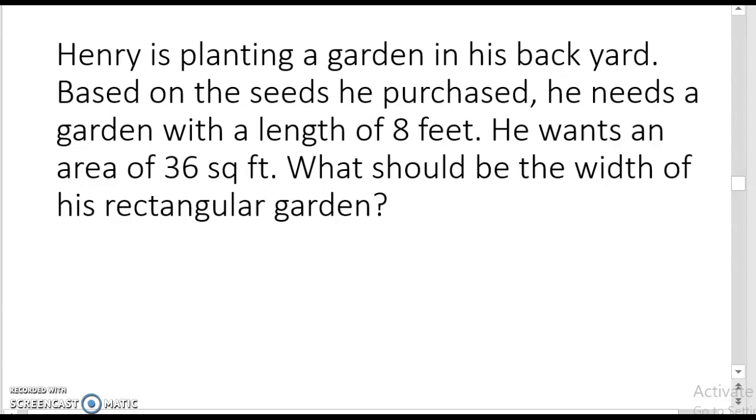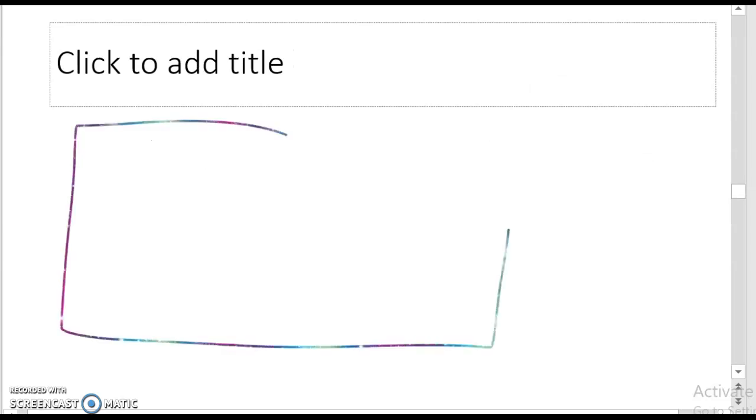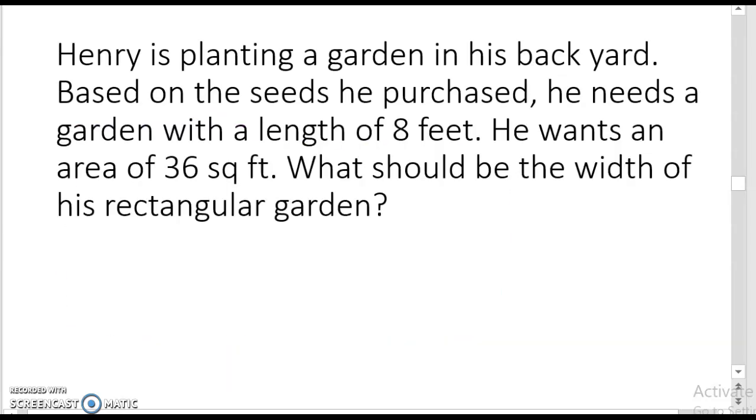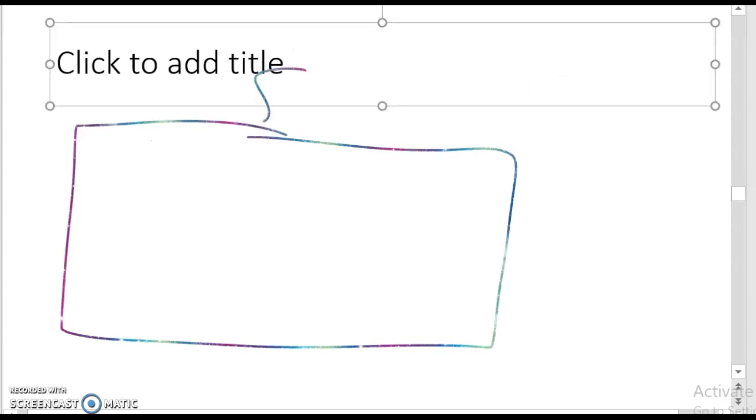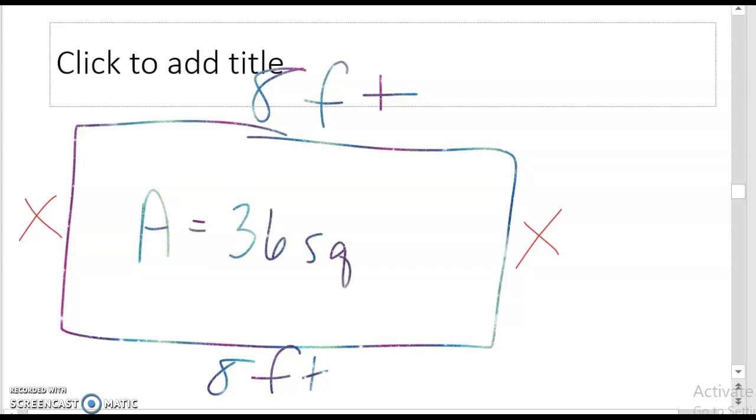Okay, so now thinking about this, we have a rectangular garden that has a length of 8 feet. Now we know in a rectangle, opposite sides are the same. So the opposite sides are 8 feet. We're trying to find the width. So that is the unknown piece here. And then we have the area. So we know the area is 36 square feet.